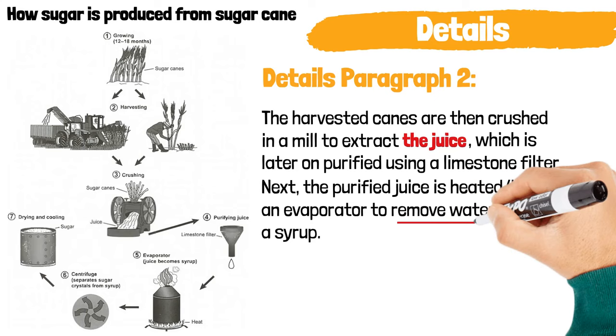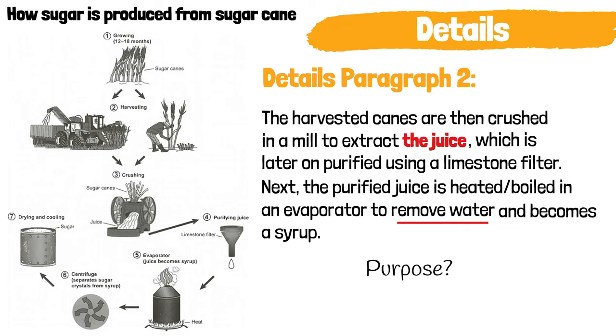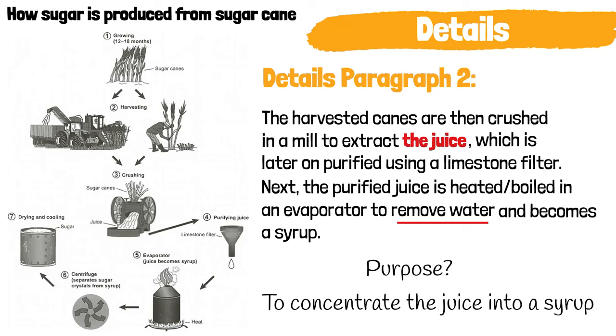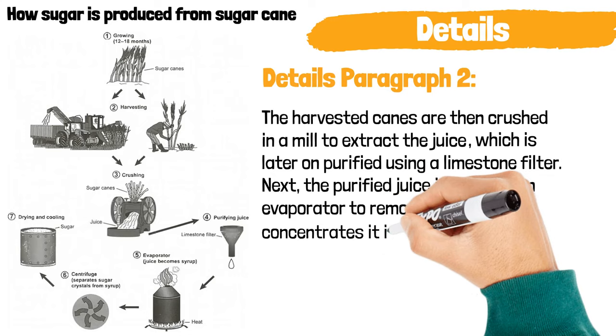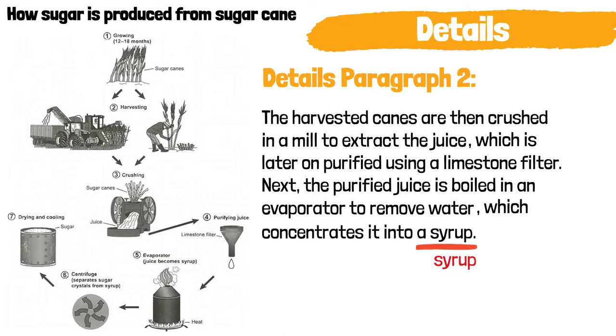What's the purpose of removing water? The purpose is to concentrate the juice into a syrup. Now let's replace "become" with "concentrate," and we have: next, the purified juice is boiled in an evaporator to remove water, which concentrates it into a syrup. Here, both "a syrup" and "the syrup" are correct, but "a syrup" is definitely a better match for this context.